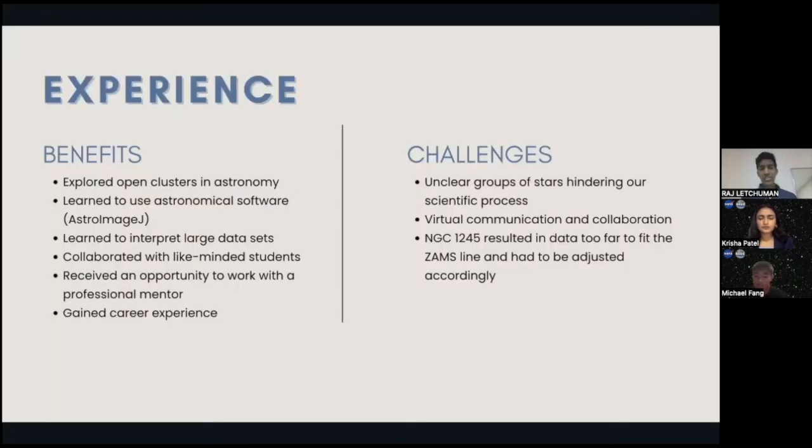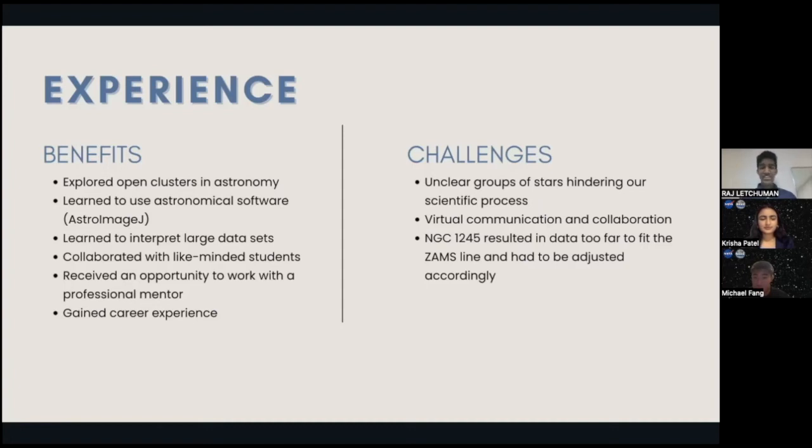So the first thing we learned is exactly what open clusters were in astronomy. And the next thing, we learned how to use astronomical software like AstroImageJ. So ImageJ, many of y'all will know, is extensively used biomedical software. And AstroImageJ was very useful in our project in finding photometry, like Michael discussed, of these stars in NGC 1245.